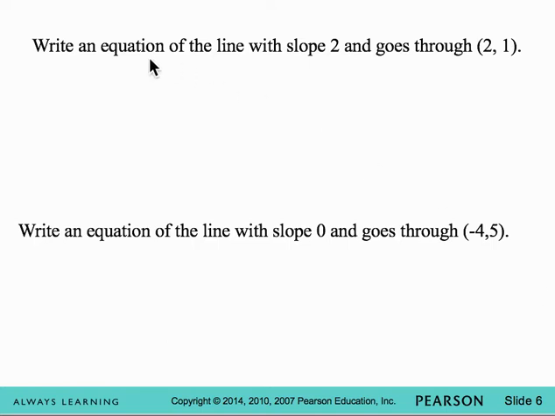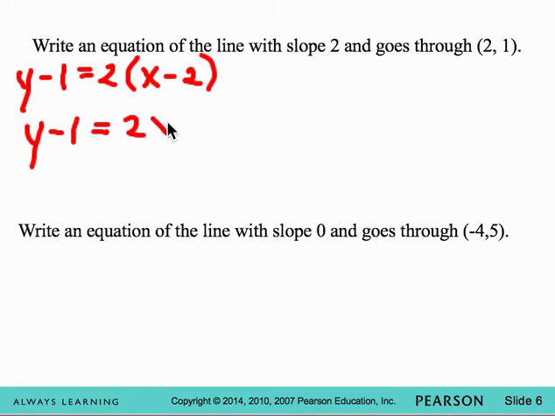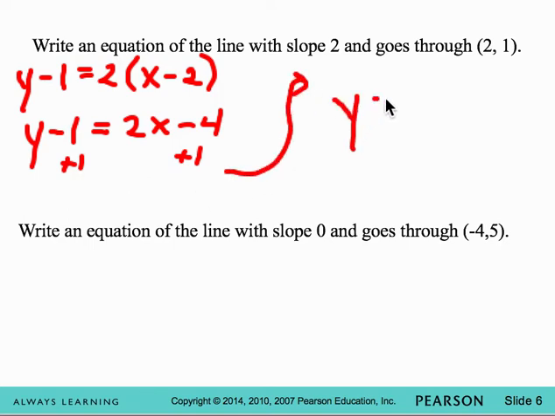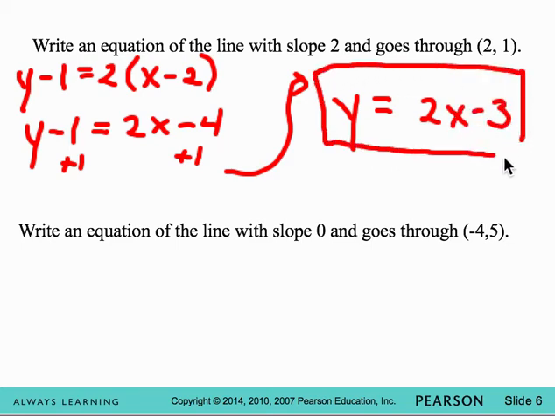Okay, write an equation of the line with a slope of 2 that goes through this point. Oh, I got a point and a slope. I can plug into that point slope formula: y minus the y part of the point equals m times x minus the x part of the point. I don't have fractions this time, so let's just get rid of those parentheses and add 1 to get the y all by itself. Awesome.